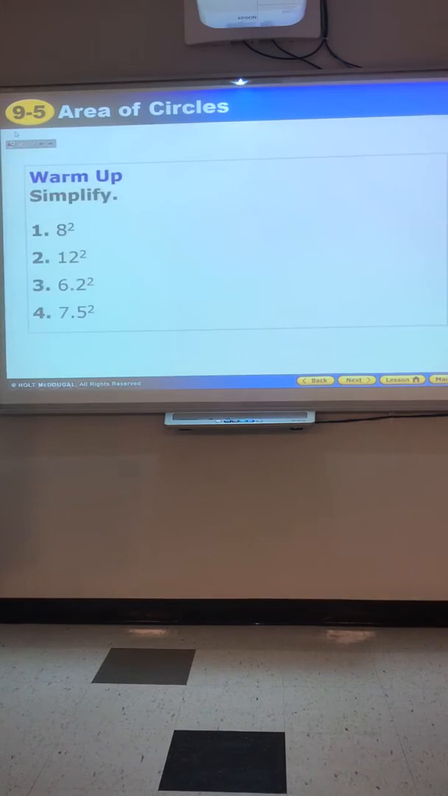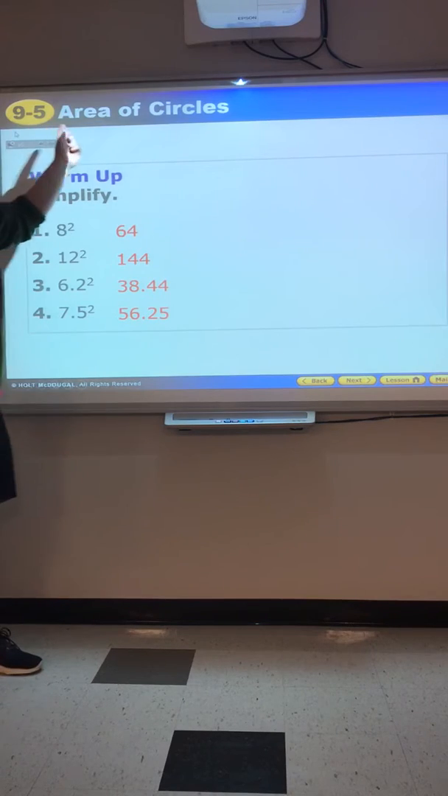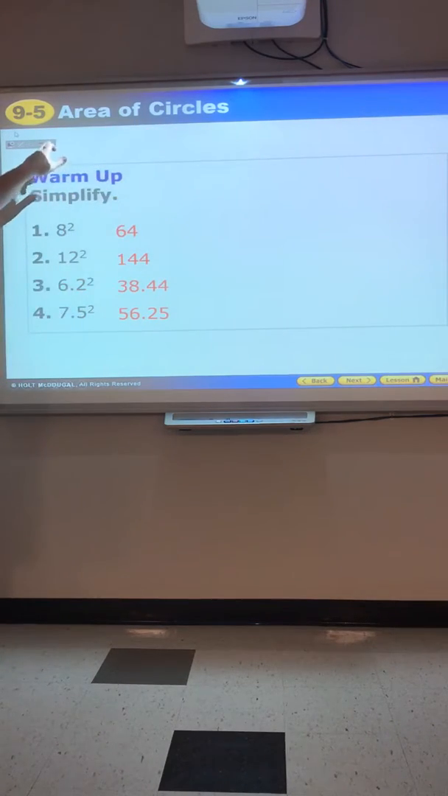All right, area of circles is what we're doing today. You need to remember squaring items. 8 squared means 8 times 8, 64. 12 squared, 12 times 12, 144. 6.2 squared is 38.44. And 7.5 squared is 56.25. We test you on that because you need it when you find the area of circles.